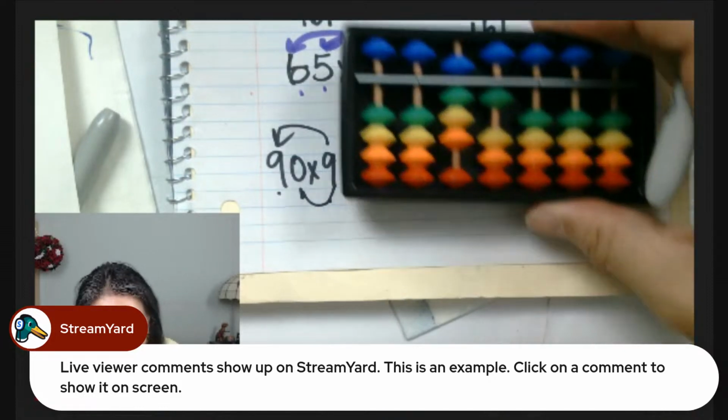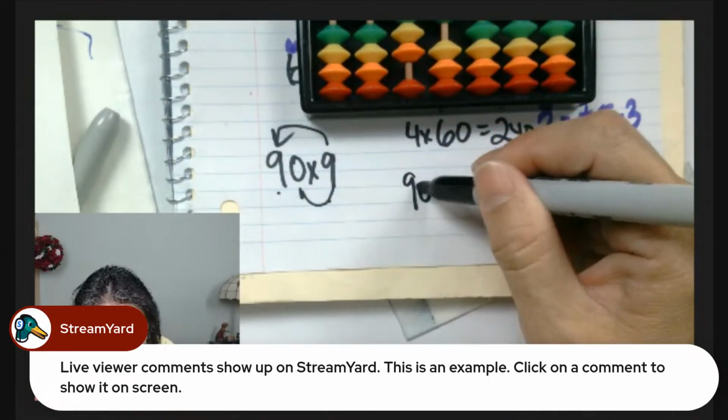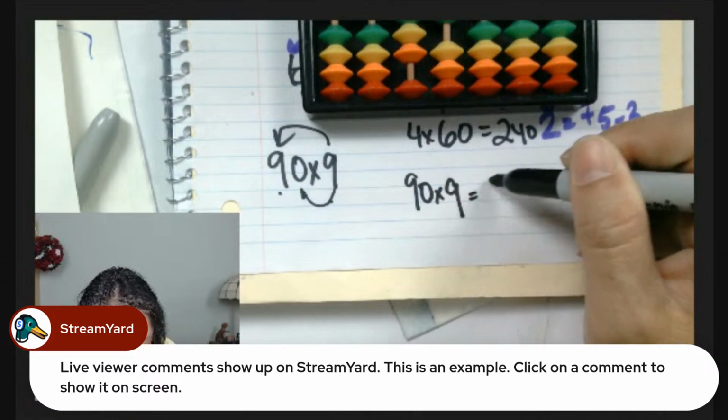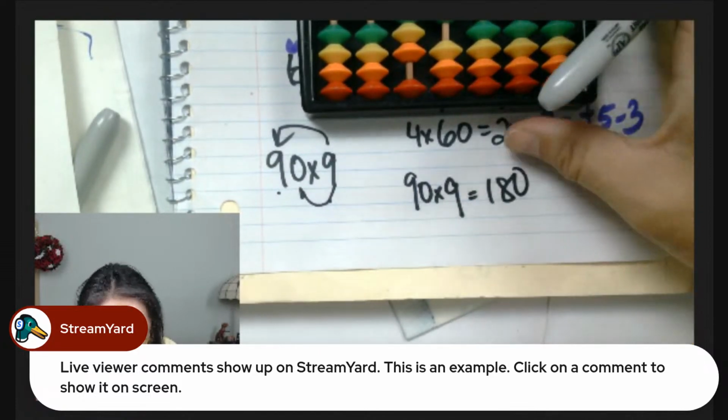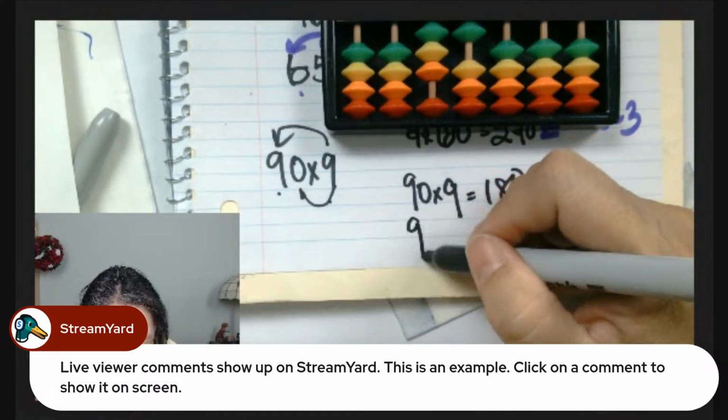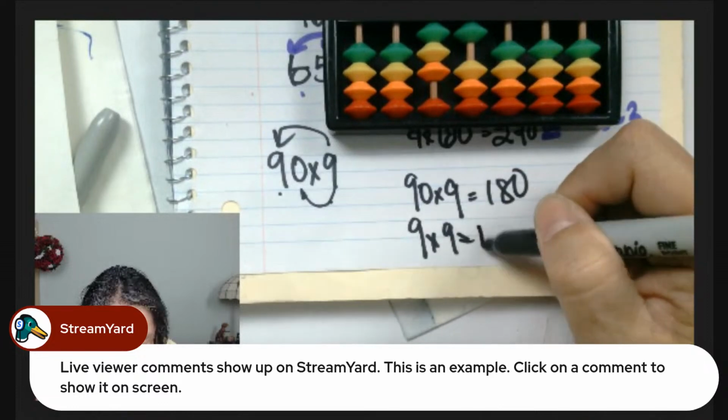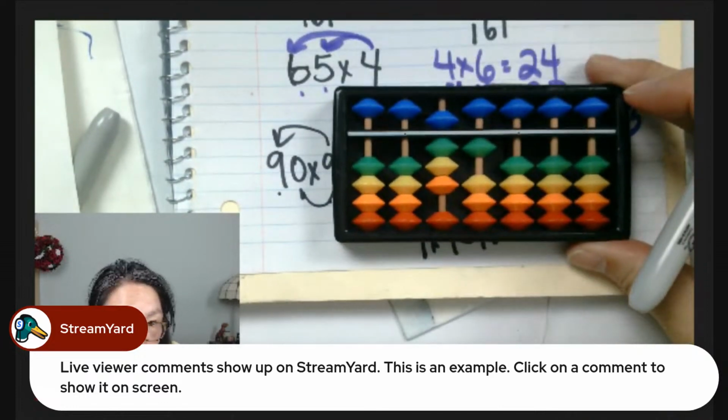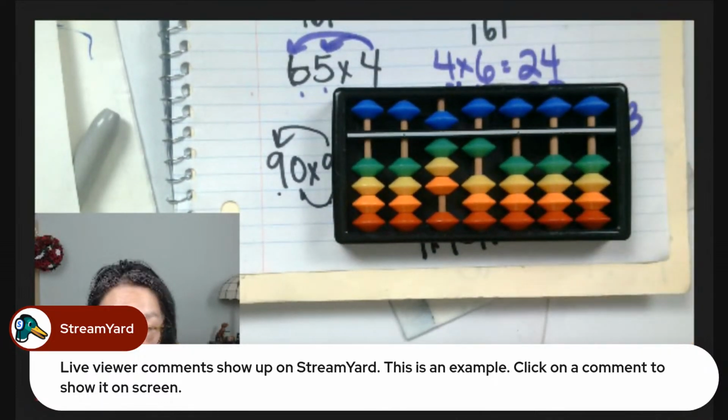But we don't say 90 times 9 equals 180. We don't say that. We know our multiplication table, right? We know 9 times 9 is equal to 81. So we just keep going through our multiplication table. We don't learn anything higher than that, right?